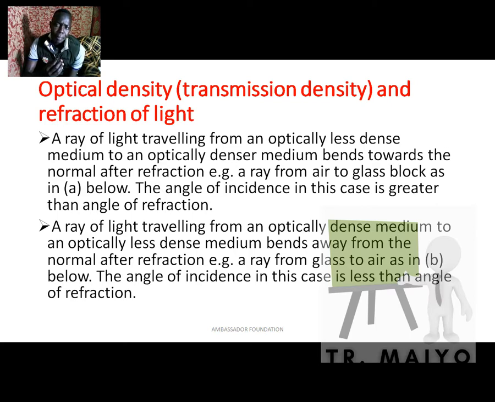Water and paraffin, we know that water is denser in physical density. It is denser than paraffin. But in terms of optical density, paraffin is denser than water. Meaning, light will take a longer time passing through paraffin than in water. So a ray of light traveling from an optically less dense medium to an optically denser medium bends towards the normal after refraction. I will explain that. And when it is moving from a denser to a less dense medium, then the ray of light will be refracted away from the normal. I will explain here.